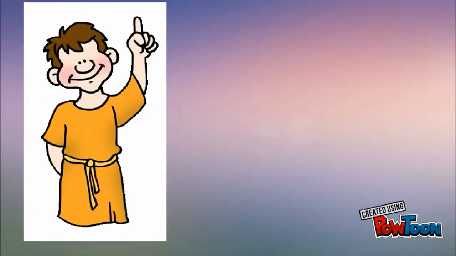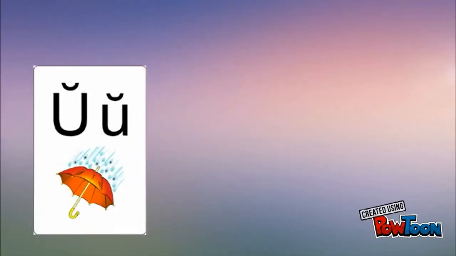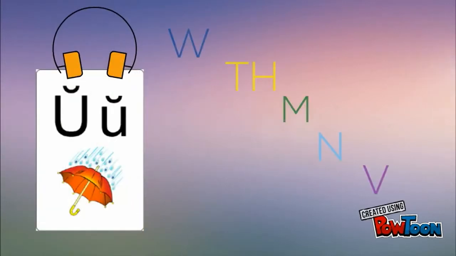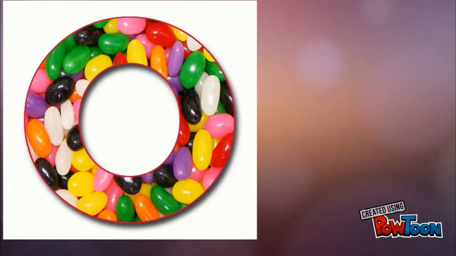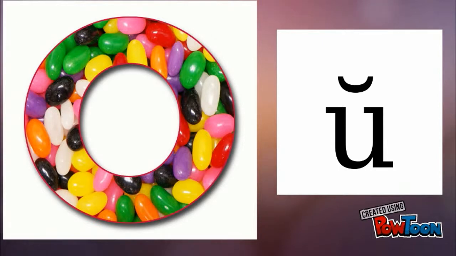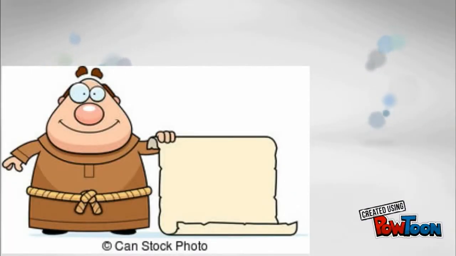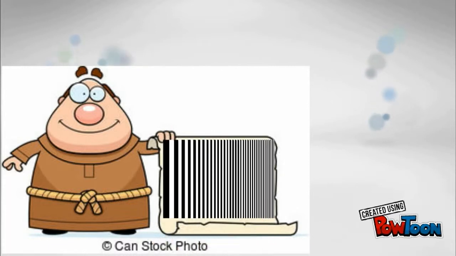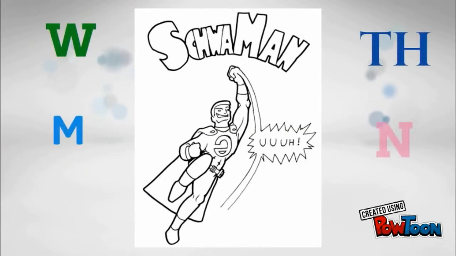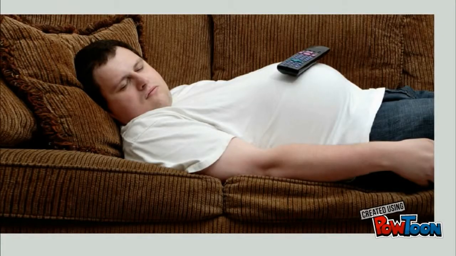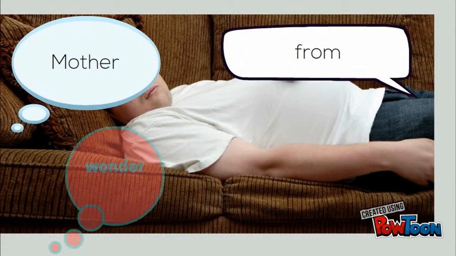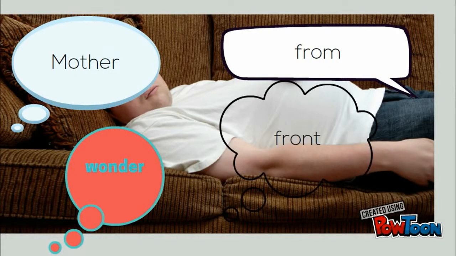Then the clever scribes had an idea. They decided that whenever they heard the sound next to a W, TH, M, N, or V, they would spell it with the round O. The O would make an sound. Because the scribes were trying to solve a problem with reading too many straight up and down lines all those years ago, many words today with the sound are still spelled with a lazy O next to a W, TH, M, N, or V. So when you see words like mother, from, wonder, or front, you know the O is being lazy.